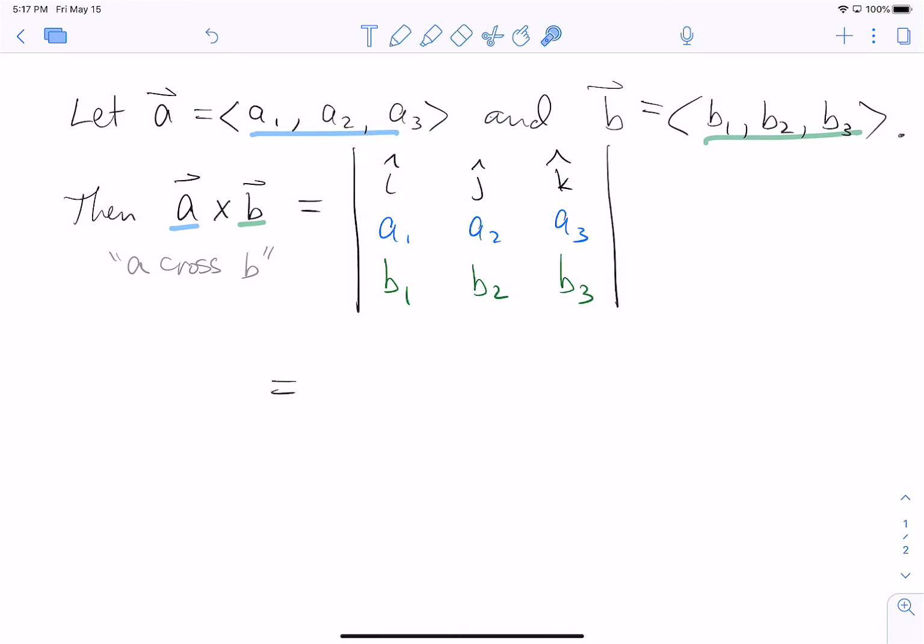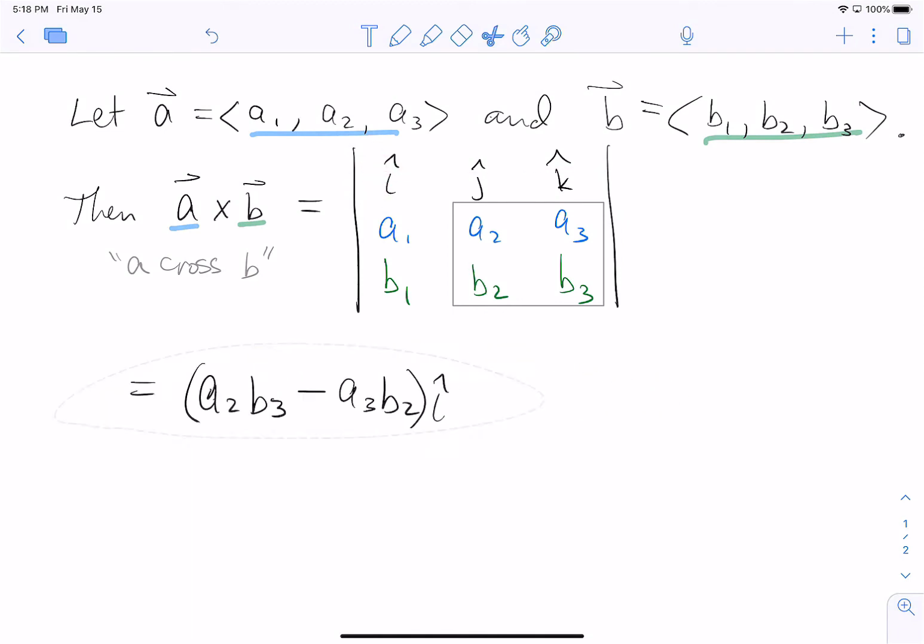For the first entry in the determinant, we see that we have the vector i. To compute the determinant, we cross out the row and the column that contain i, and what we're left with is a determinant a2, a3, b2, b3, and we multiply those as a 2 by 2 determinant. So the result looks like a2 b3 minus a3 b2 times the vector i, the one whose row and column we crossed out.